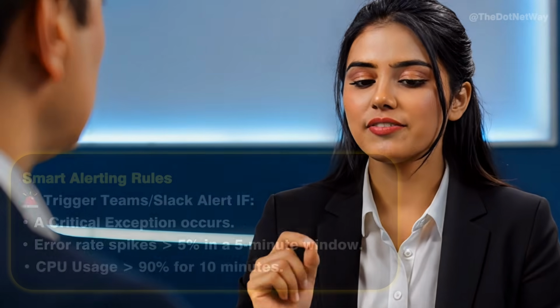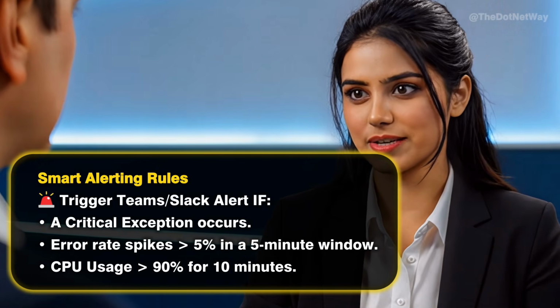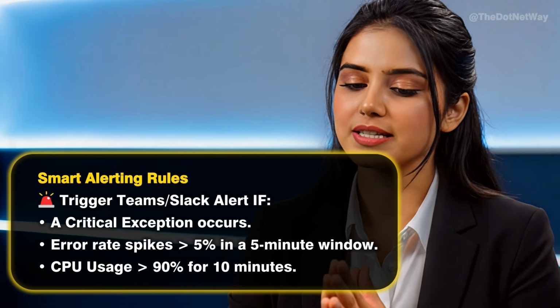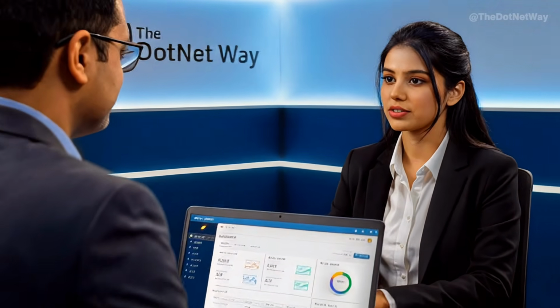That brings up a great point about alerts. Having logs is useless if nobody looks at them. What is your alerting strategy? Alert fatigue is a real problem. If developers get an email for every minor warning, they will start ignoring them. We configure our monitoring dashboards to only trigger push notifications to our Microsoft Teams or Slack channels for critical errors, or if the error rate suddenly spikes by a certain percentage in a 5-minute window. Actionable alerts are the key to a fast response.